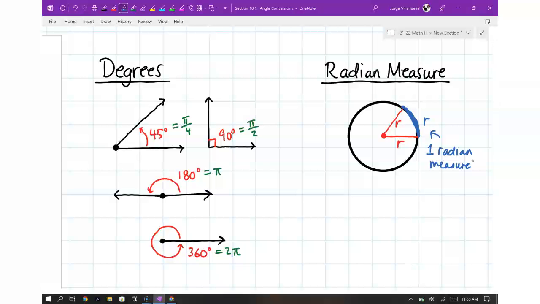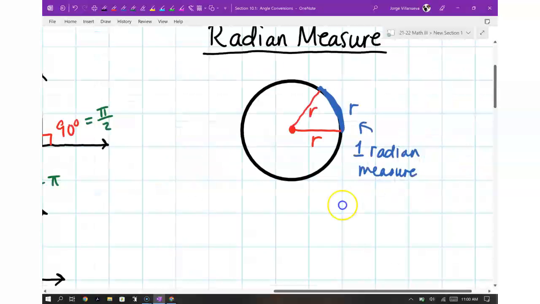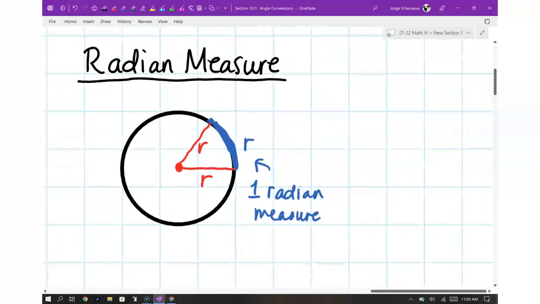Now, how many of these blue curves do you think it takes to go around the whole circle? If you had to guess. About 5? Maybe 6? Maybe 7 might be too many. The number of little radian arcs is 6.28. That's how many it takes. 6.28 of them.